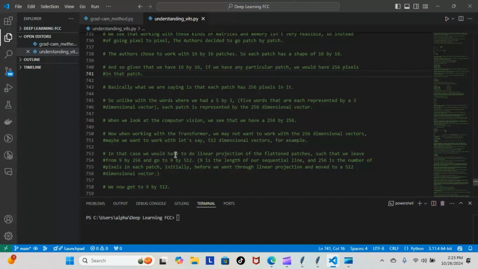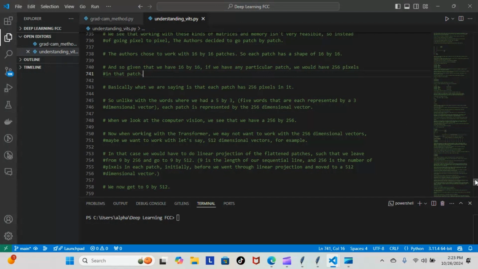In that case, we would have to do linear projection of the flattened patches such that we leave from 9 by 256 and go to a 9 by 512. 9 is the length of our sequential line, and 256 is the number of pixels in each patch. Initially, before we went through linear projection and moved on to a 512 dimensional vector. Now we get 9 by 512.